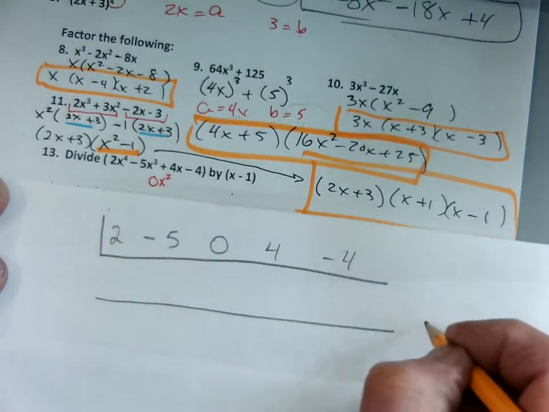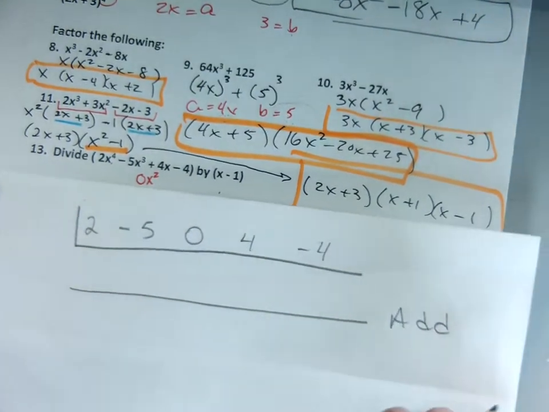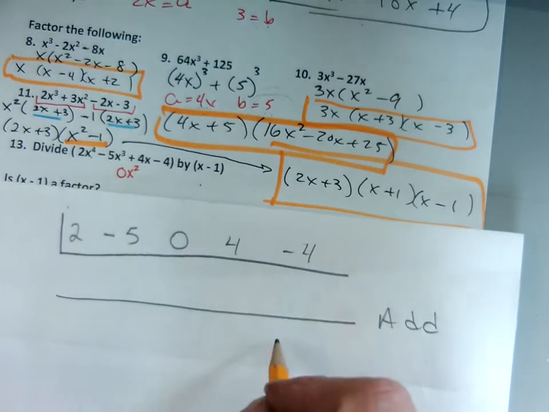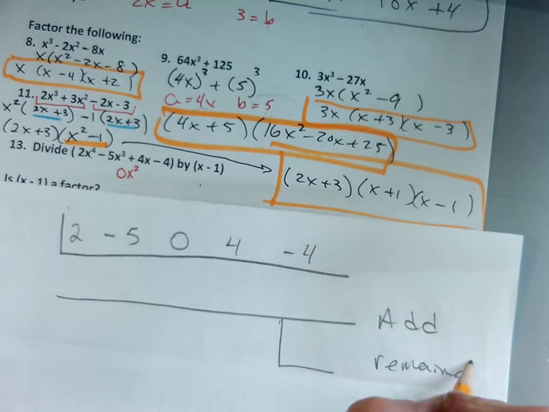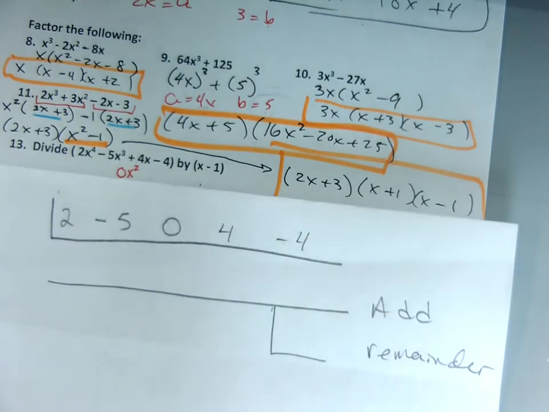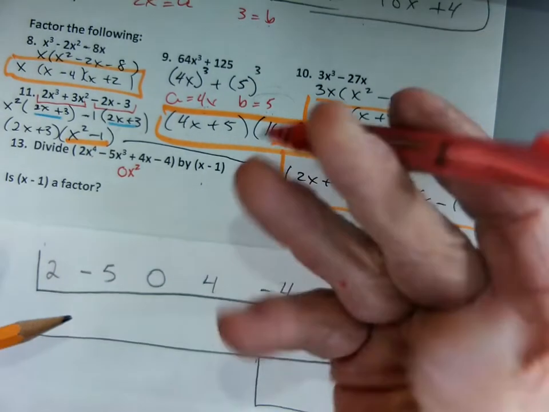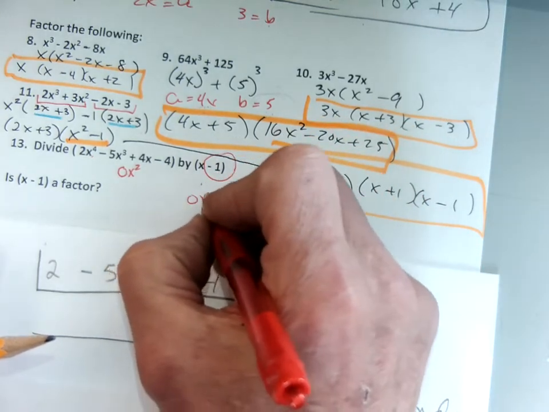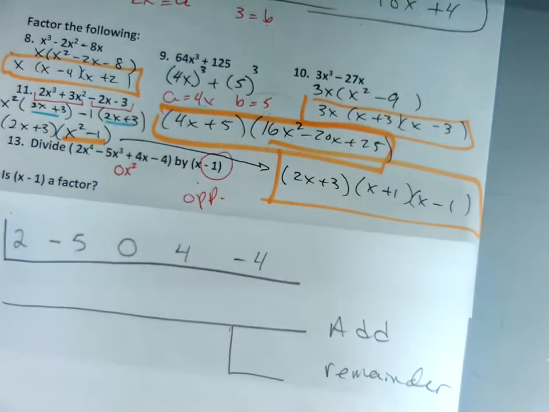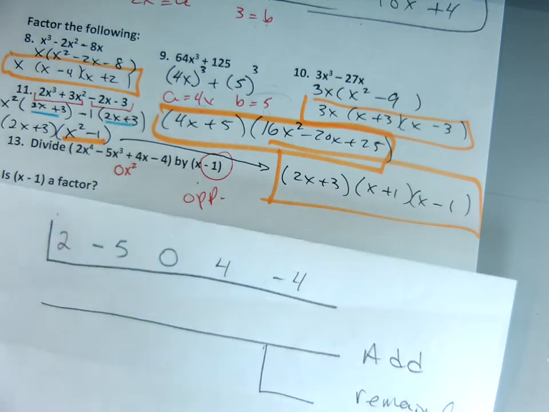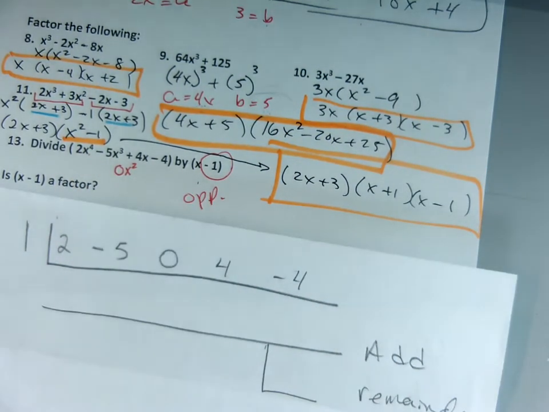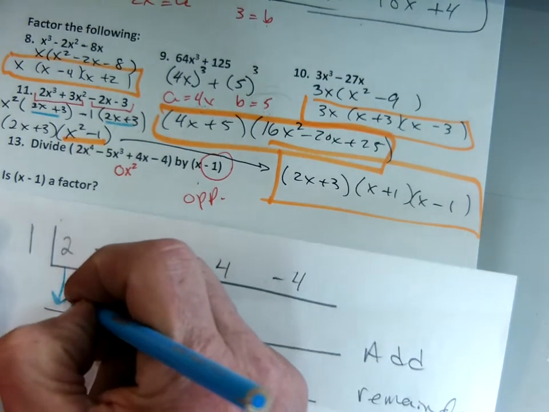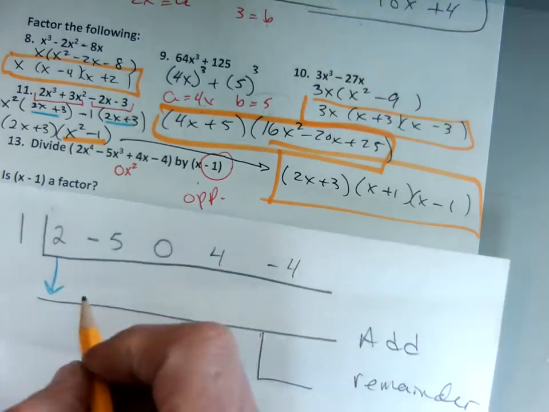Here's my add line. And I put my remainder under the negative 4. There's my remainder. Okay. I'm going to divide by the opposite of this number, which is a positive 1 right here. Opposite, positive 1, okay? Now, we're ready to do our synthetic division. Step 1, bring down the 2. Bring it all the way down.